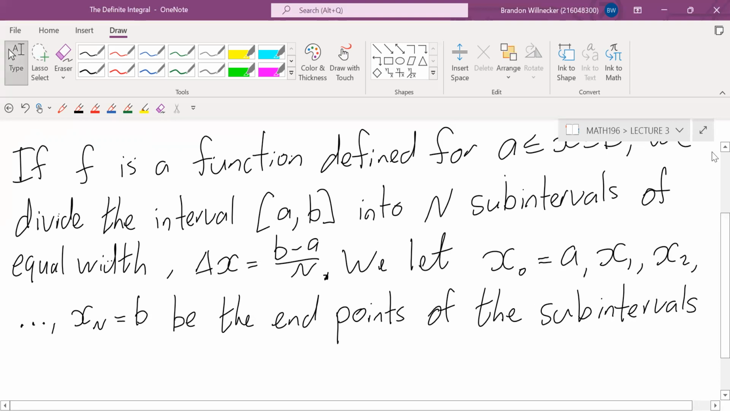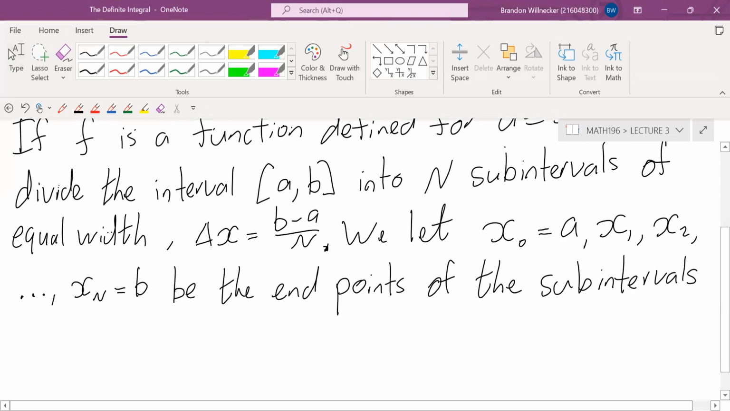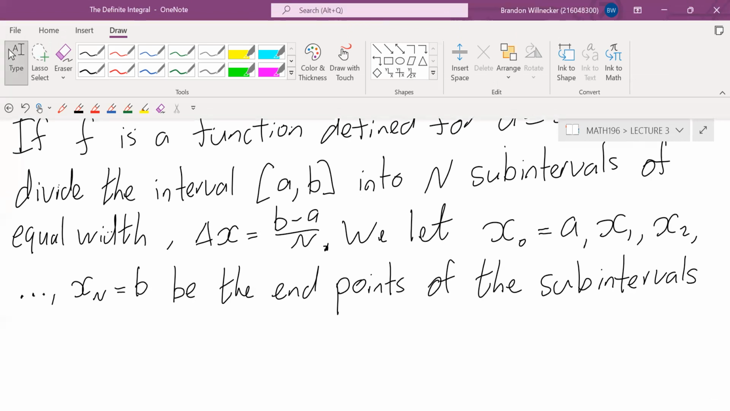Okay, so what does that mean? Well, it means from x0 to x1, that is the first subinterval, x1 to x2, that is the second subinterval, x2 to x3, sorry, that is the third subinterval, and so on. Okay, so this x sub r just labels the endpoints of our subintervals.